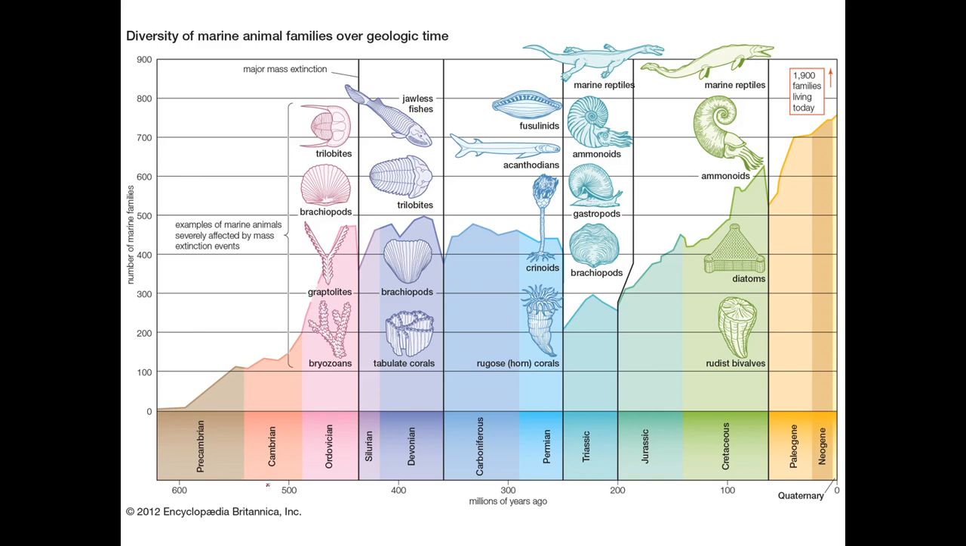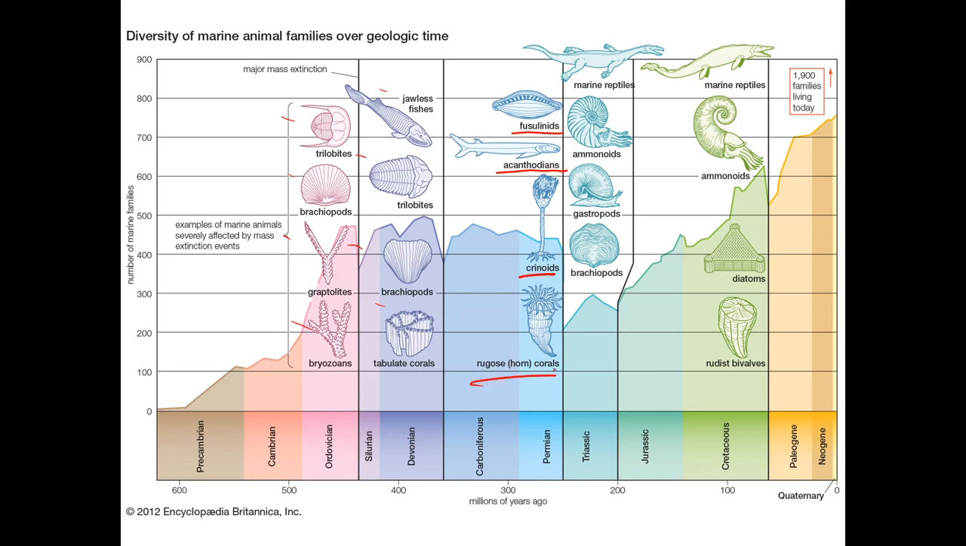By the way, this is just a really good graph to study, because it lays out a lot of what we've talked about. We've talked about trilobites, brachiopods, graptolites, bryozoans, tabulate corals, jawless fish. I guess we had never mentioned fusulinids, right? And we did mention acanthodians, which are a jawed fish.